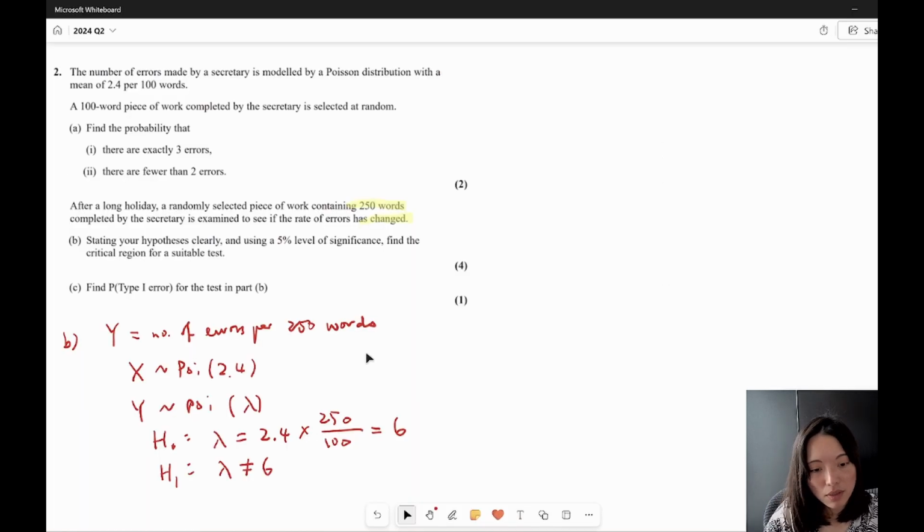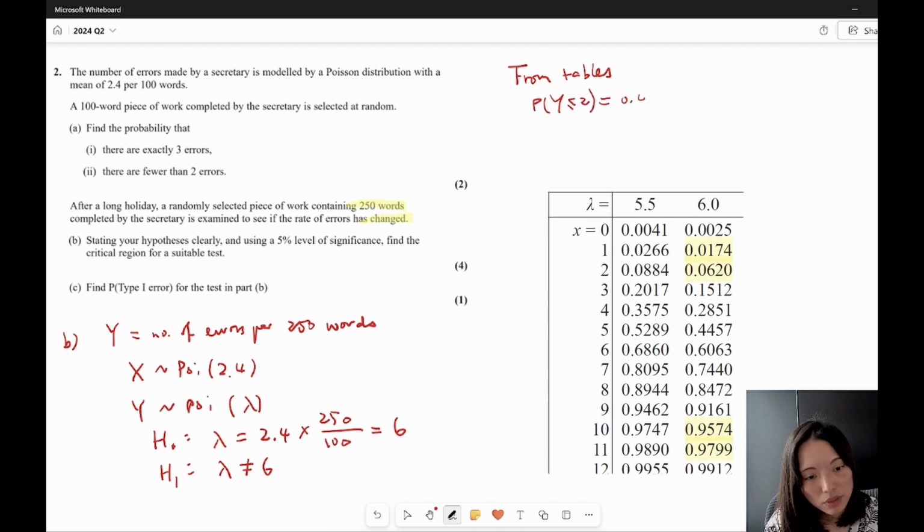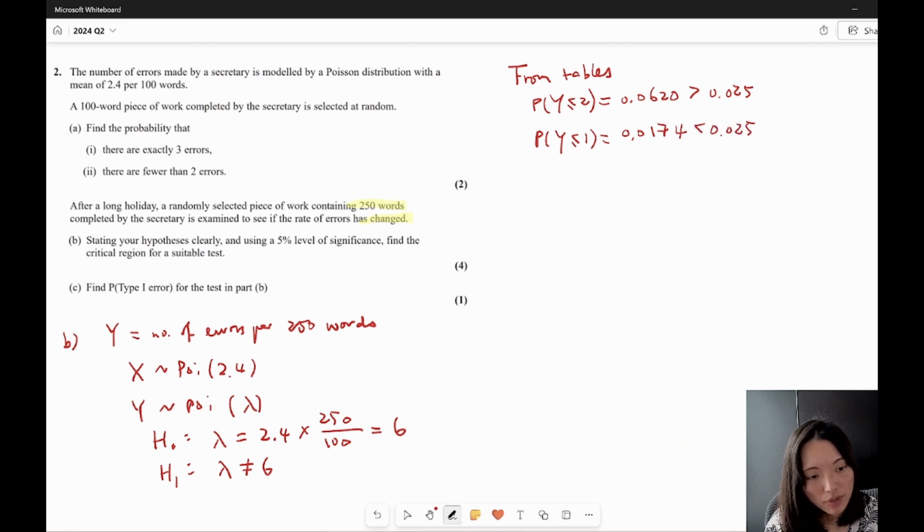So getting back to our question, based on the tables, it's important to write these down so that we get points for our questions. P(Y less than or equal to 2) equals 0.0620, which is greater than 0.025. And the probability, as we saw earlier, P(Y less than or equal to 1) equals 0.0174, which is less than 0.025. Therefore, the lower end of the critical region is 1.